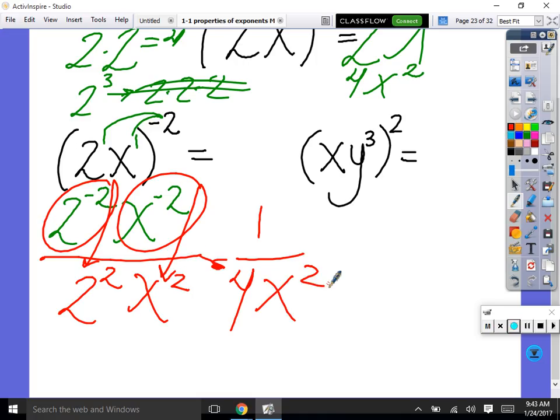Okay, looking right here, we have an x to the first power, a y to the third. We're raising those to another power. Raise a power to a power, you multiply. That's x squared, y to the 6, and we're done.